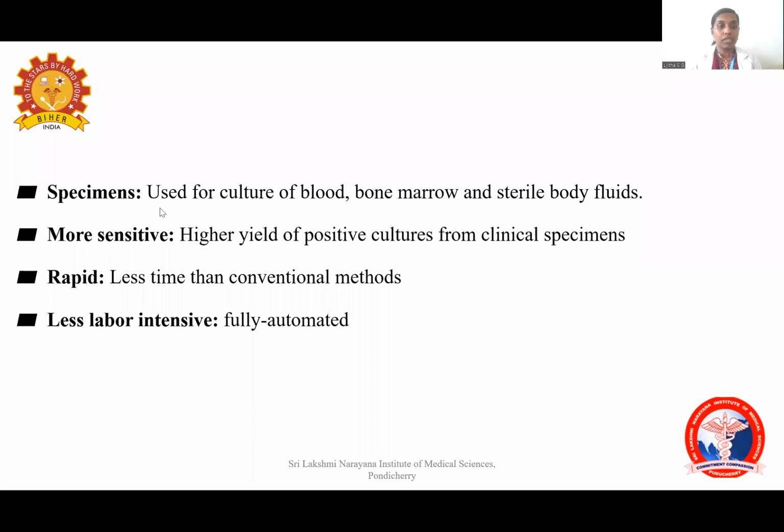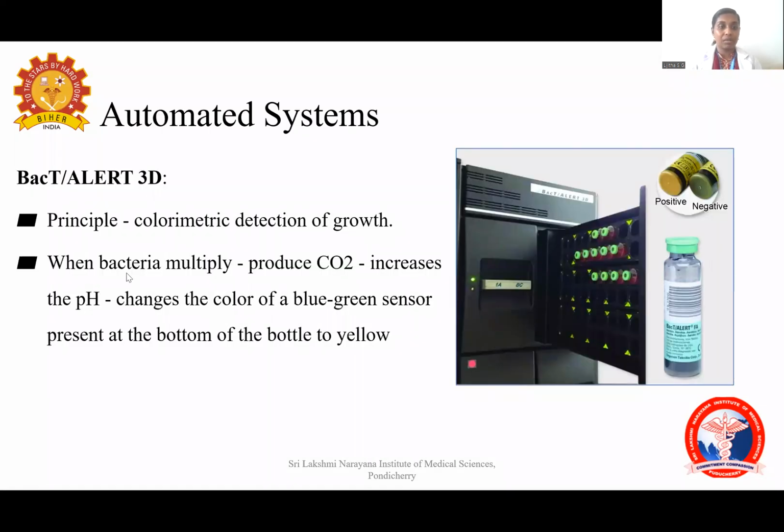The specimens that can be used in these blood culture bottles are blood, bone marrow, and even sterile body fluids. It is more sensitive, that is, the yield is higher and less time is required. It is less labor intensive. The example is BacT/ALERT 3D.